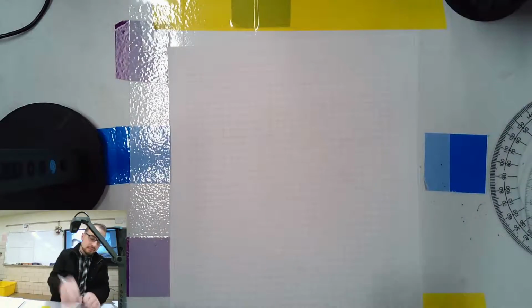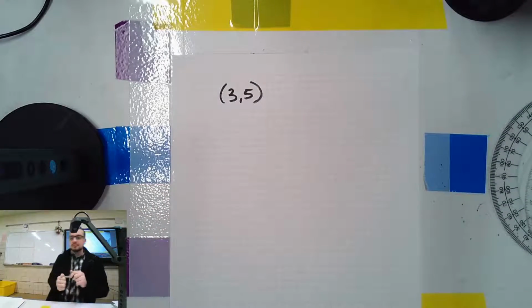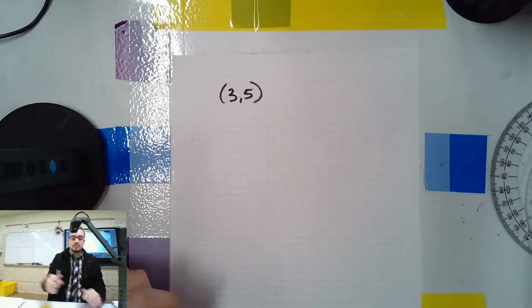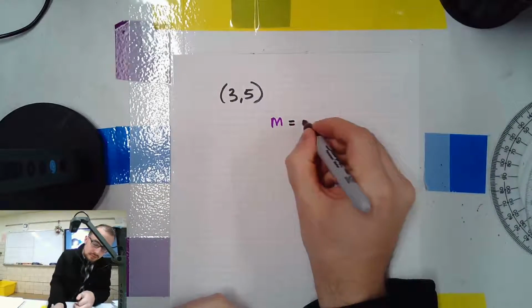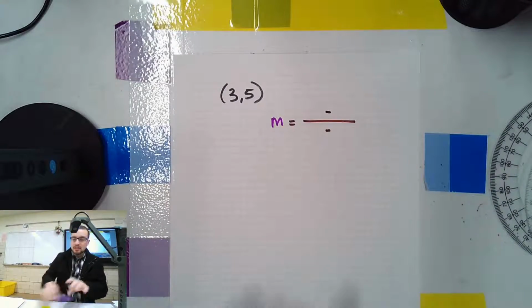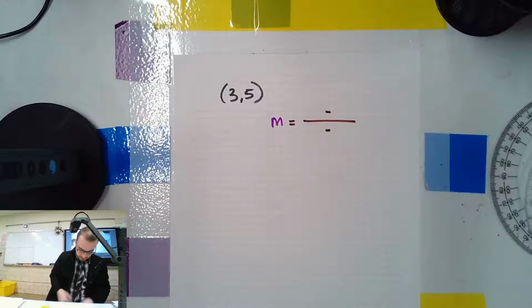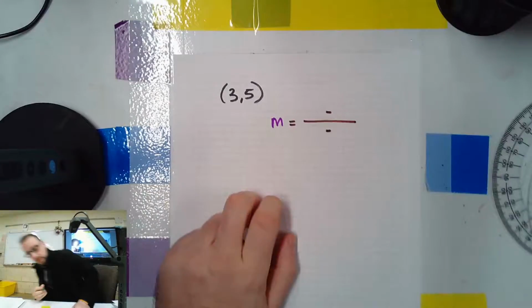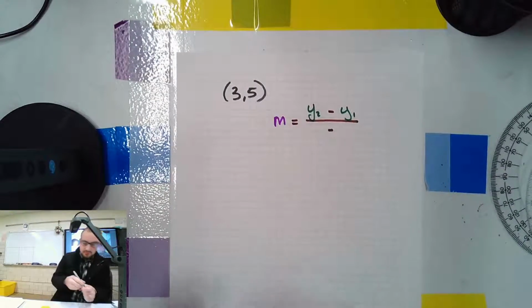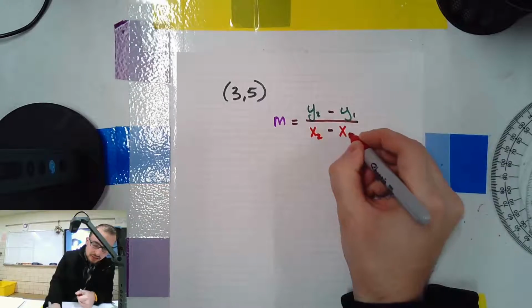(3,5) is the first point, right? All right. Trying to minimize that slope. Remember, the slope formula is m equals the change in y over the change in x. Change means subtraction. We're going to take our y values and subtract them, and take our x values and subtract them to figure out how much we moved up and how much we moved over, otherwise known as the rise over the run.